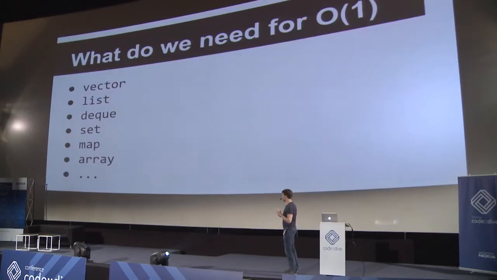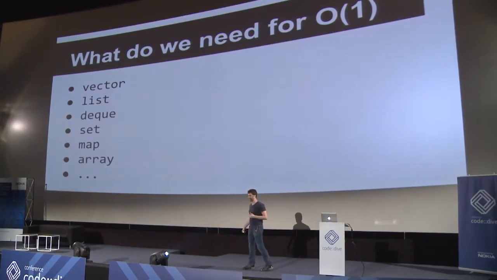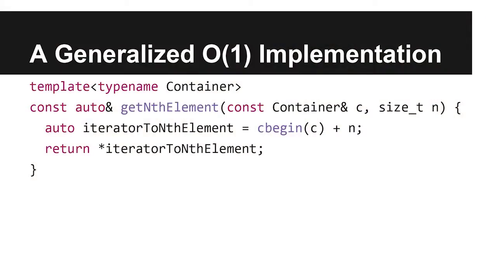If I had a map of integers, subscript doesn't mean get the thing at position n, it means get the thing with key n. So the correct observation from the audience is the real power we need, the real power of a container that says, yes, I can do this in constant time, is to have a random access iterator. So here is our generalized constant time solution.